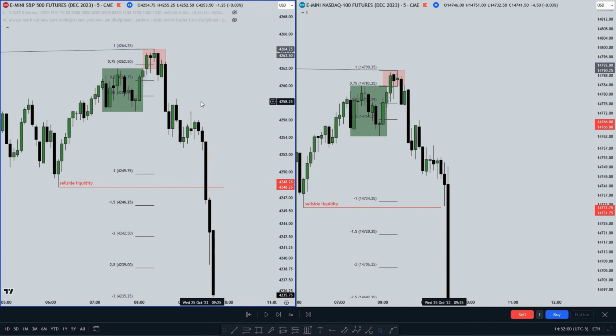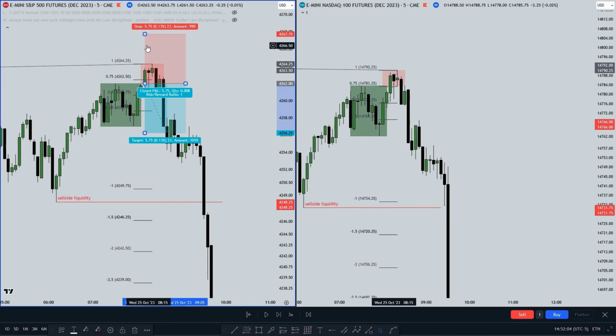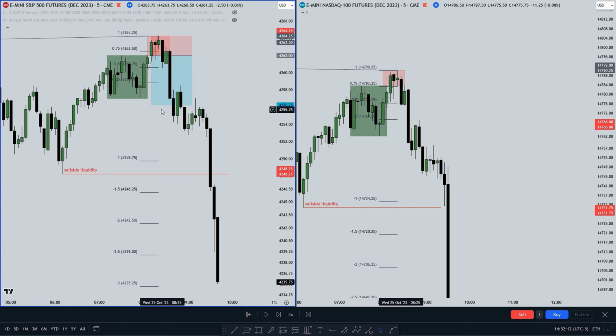If you were to take a trade entry, your entry would be right when we came back from the manipulation move into the consolidation, and then your stop loss would be at the high of the manipulation move, and then you would target either the sell side liquidity or the -2 to -2.5 range, which will make a 10 risk reward ratio.